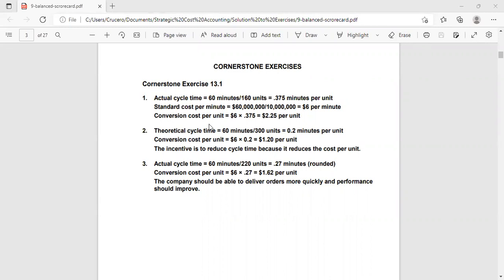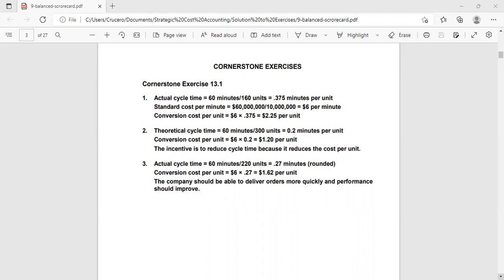Now, let's start with Cornerstone Exercise number 1, cycle time and velocity. Given the following data for one of the production departments of Norton Company: theoretical velocity 300 units per hour, productive minutes available per year 10 million, annual conversion cost 60 million dollars, actual velocity 160 units per hour.